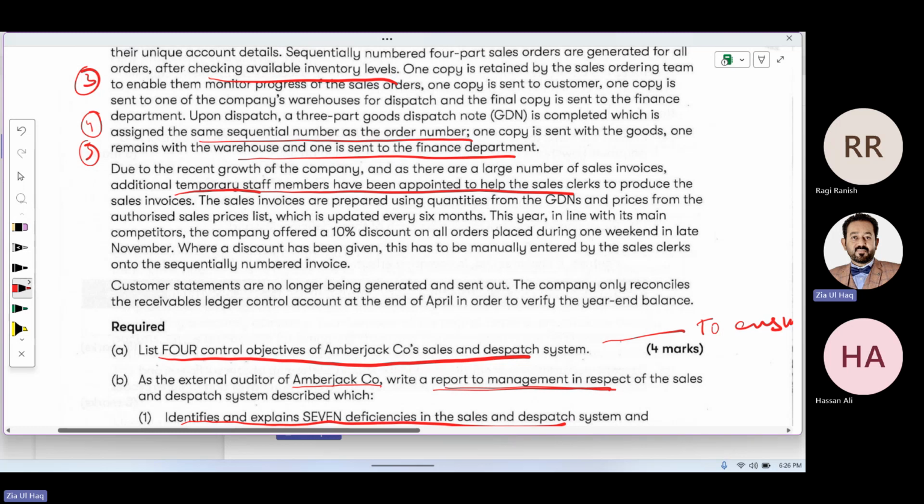Invoices could contain errors, and that can affect our customer if we are charging more or less than the original amount. What does the company need to do? They should appoint permanent trained staff for processing invoices, or this temporary staff should be trained first and then be assigned the task of preparing the invoices.